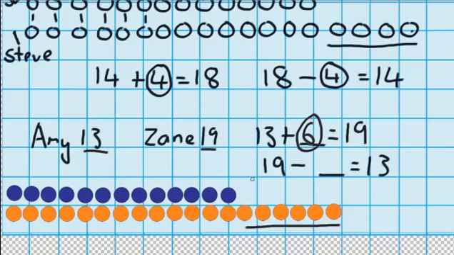Let's see if our subtraction question works as well. Well, we're starting with Zane's 19 counters, which are these ones down the bottom. 19 minus some amount will bring us back to Amy's 13. And you can see the answer is still 6. So we've worked out, using these addition questions and this subtraction question, that Zane has 6 more counters than Amy.